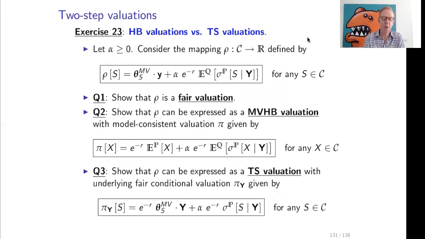So we have a non-negative alpha. We consider a valuation rho, which is defined in the following way. Rho of S is the time zero value of the hedge of S plus alpha times e to the power minus r times the expectation under Q of sigma p of S given Y.